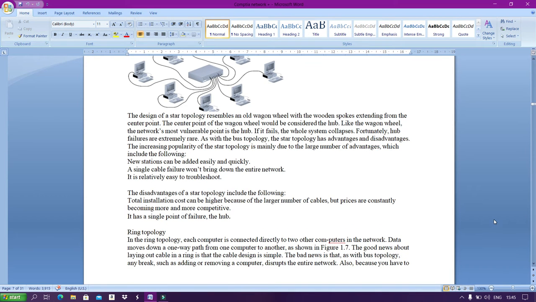The disadvantages of a star topology include the following. Total installation costs can be higher because of the larger number of cables, but prices are constantly becoming more and more competitive. It has a single point of failure, the hub.